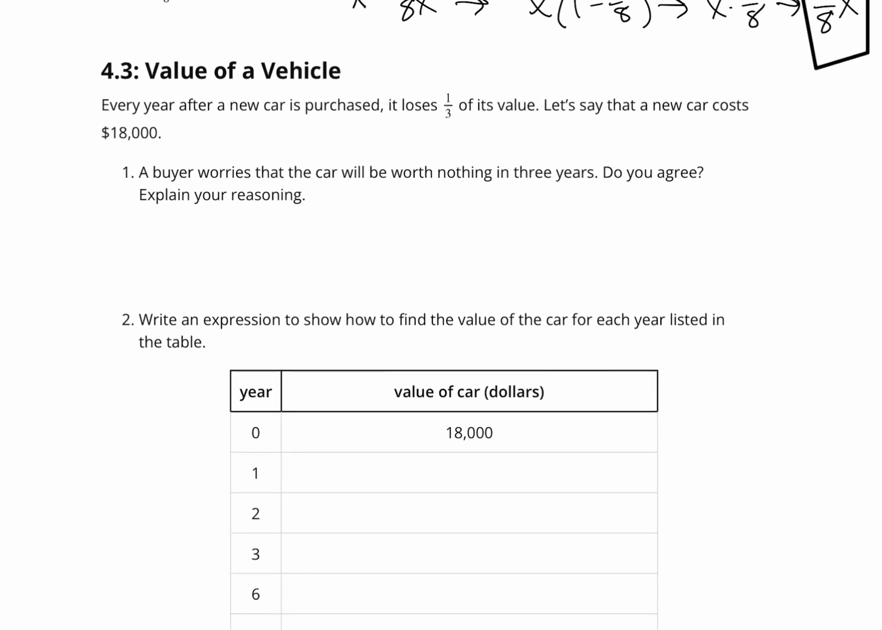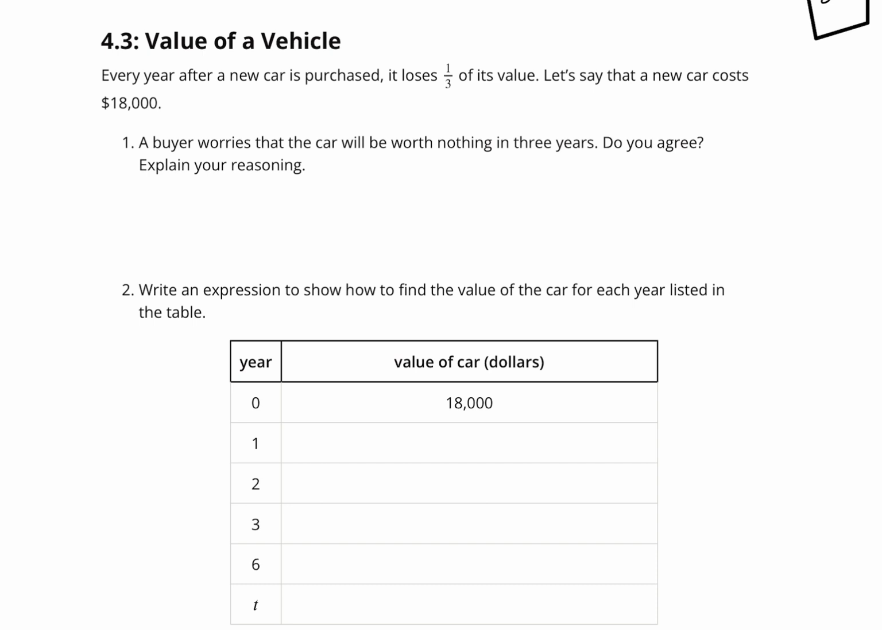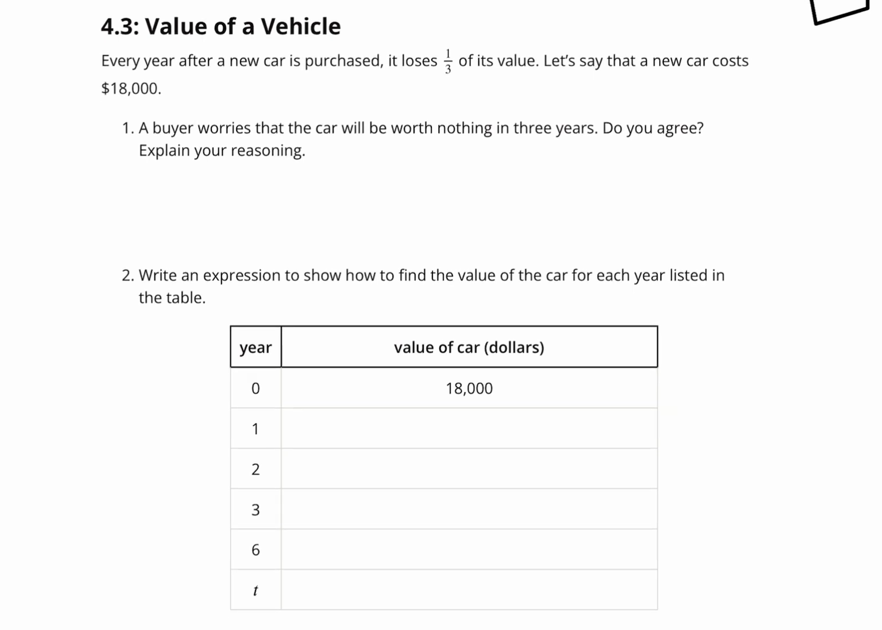Moving on, 4.3, value of a vehicle. Every year after a new car is purchased, it loses 1/3 of its value. Let's say that a new car costs $18,000. A buyer worries that the car will be worth nothing in 3 years. Do you agree? Explain your reasoning.